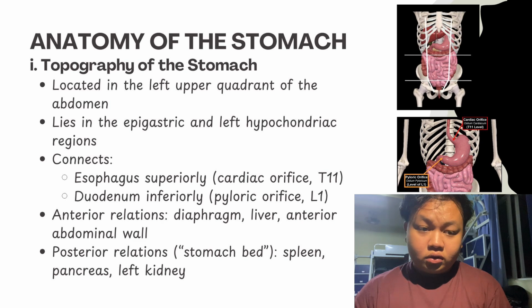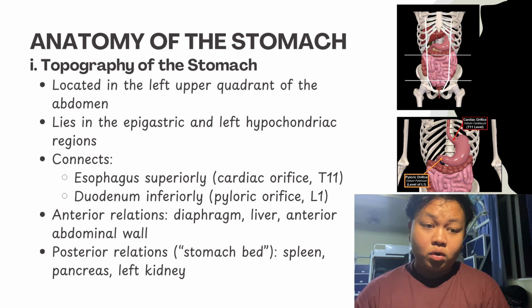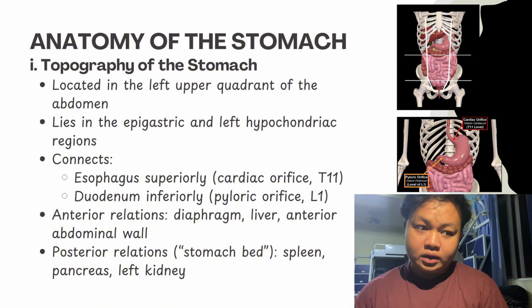Anteriorly, the stomach is related to the diaphragm, liver, and anterior abdominal wall, while posteriorly, it lies on the stomach bed, which includes the spleen, pancreas, and left kidney.